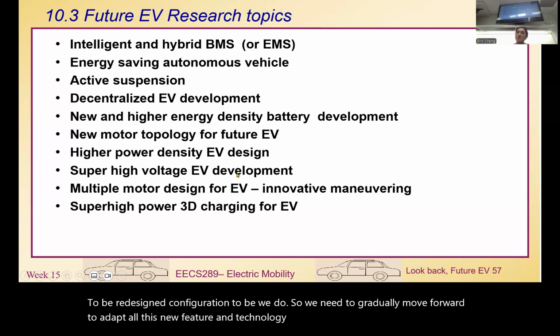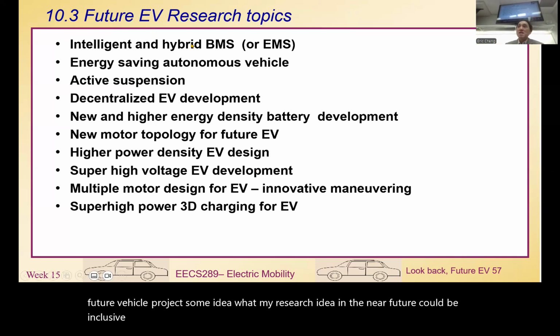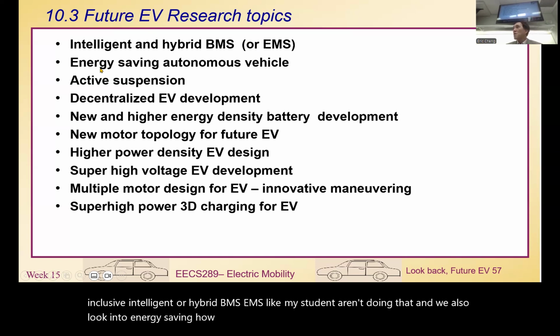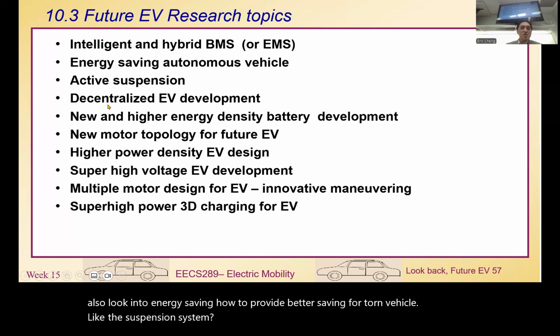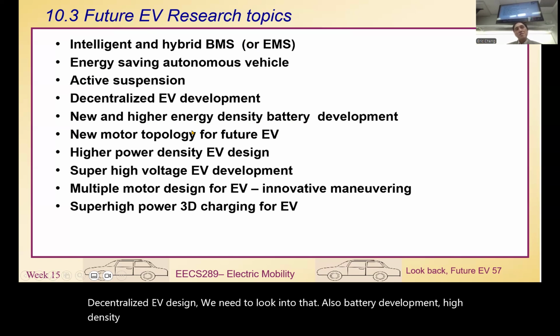For the vehicle, I think we do have a lot of future vehicle projects and ideas. My research ideas in the near future could include intelligent or hybrid BMS, EMS, like my student Ali is doing. And we also look into energy saving, how to provide better saving for autonomous vehicles, like the suspension system, decentralized EV design. Also battery development, higher density, related to material. We need to develop higher-density battery systems like lithium sulfur, lithium oxygen, and new motor technology.